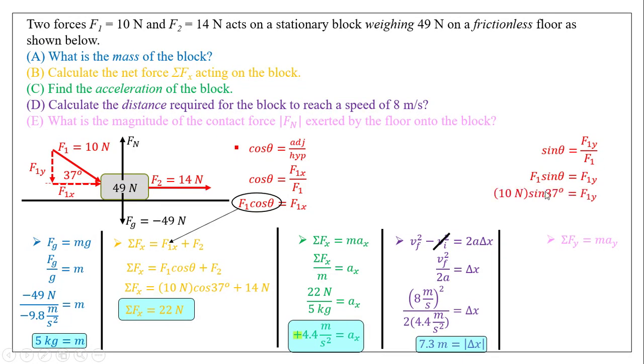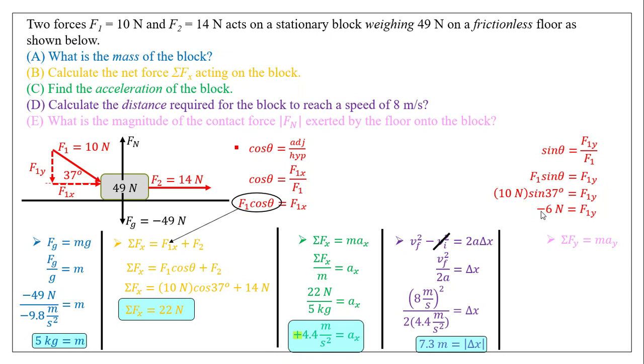All right, so if you do that, you should get 10 times sine of 37, and then the magnitude, or excuse me, F1y is equal to negative 6 newtons. The magnitude is 6, but because it's pointing down, there is a negative sign there in front of it. Well, but that's not it though, right?